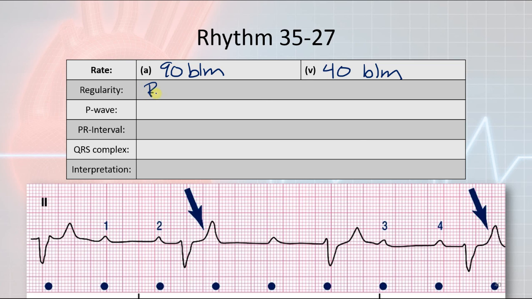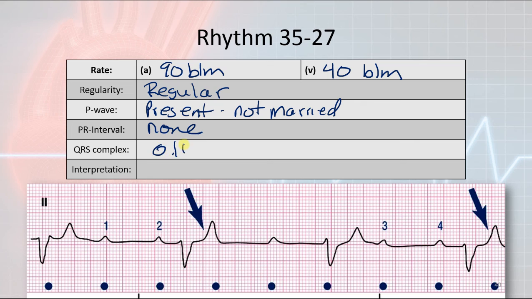Regularity is going to be regular. P waves are present, not married. The PR interval is going to be none. QRS complex, I can't use this right here because this one actually has a P wave buried in it. Let's use this one right here. So I have a 1, 2, 3, 4. So the QRS in this case is going to be 0.16 second. Interpretation, third degree heart block.